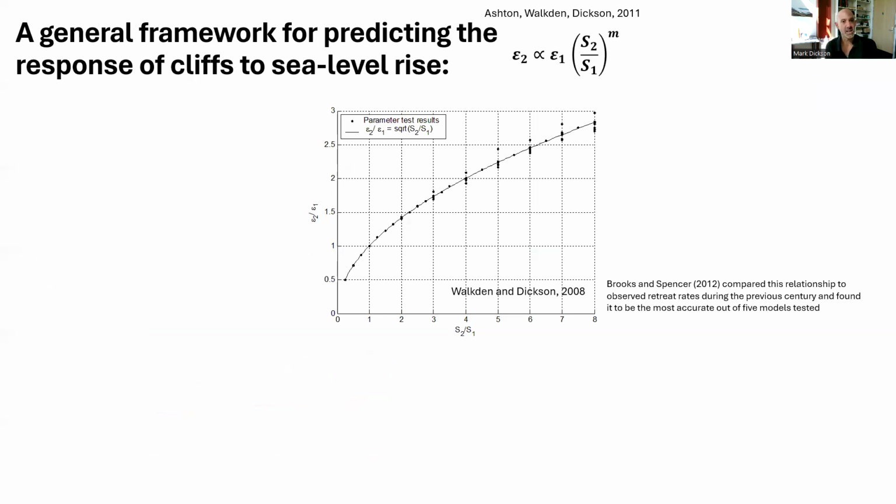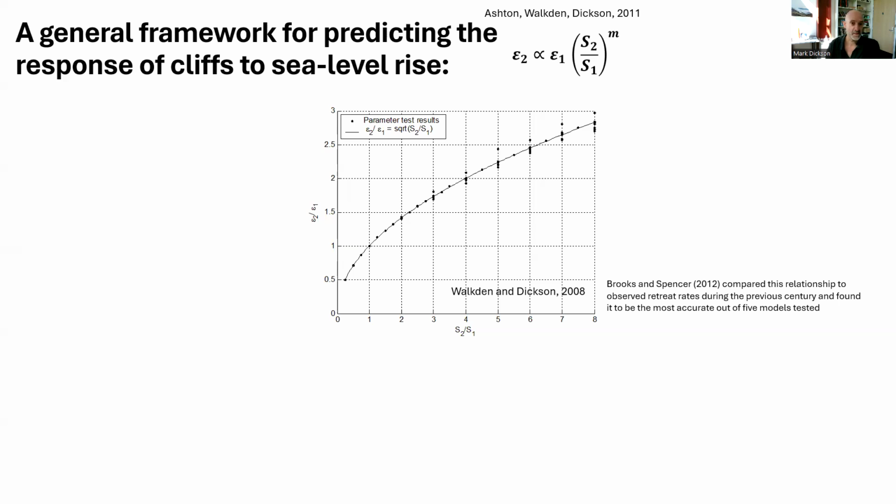What about a more generalized framework for predicting the response of cliffs to sea level rise, not just soft rock cliffs? I think there's been some interesting work done by Andrew Ashton here, leveraging some of the work that Mike Walkden and myself did some time ago, when we used the SCAPE model once again to test a very broad model parameter space and investigate how future sea level rise may drive increasing coastal erosion rates. Brooks and Spencer compared the relationship we derived here with several others and found it to be useful.